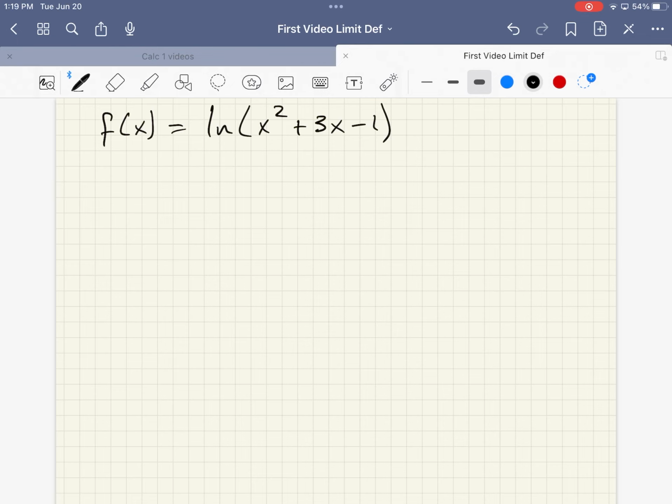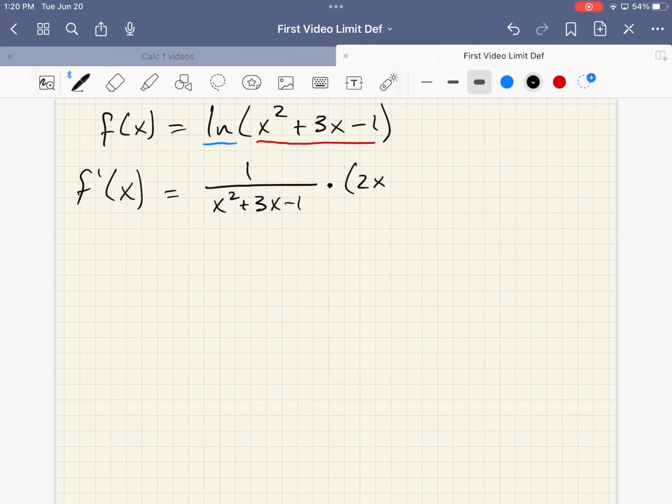Okay, so again, we have a composition of functions. This polynomial is being used as the input into natural log. So we're going to use the chain rule. The chain rule says we take the derivative of the outside. The derivative of natural log is 1 over, and then we leave this alone, so this will be x squared plus 3x minus 1, and then times the derivative of what's up top, which is 2x plus 3.